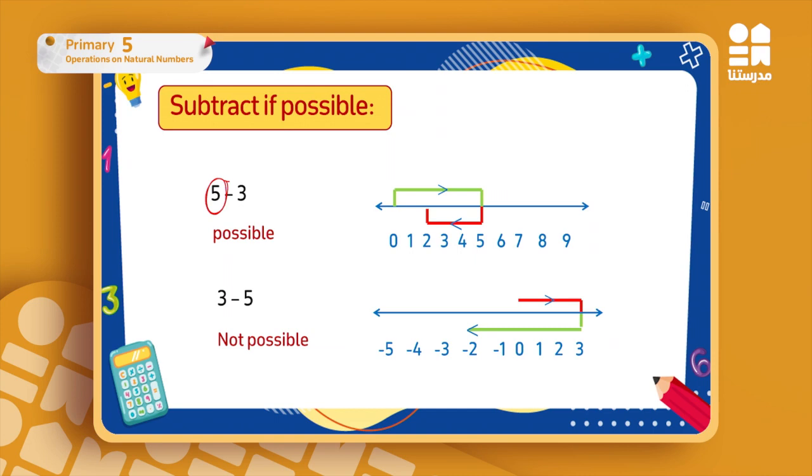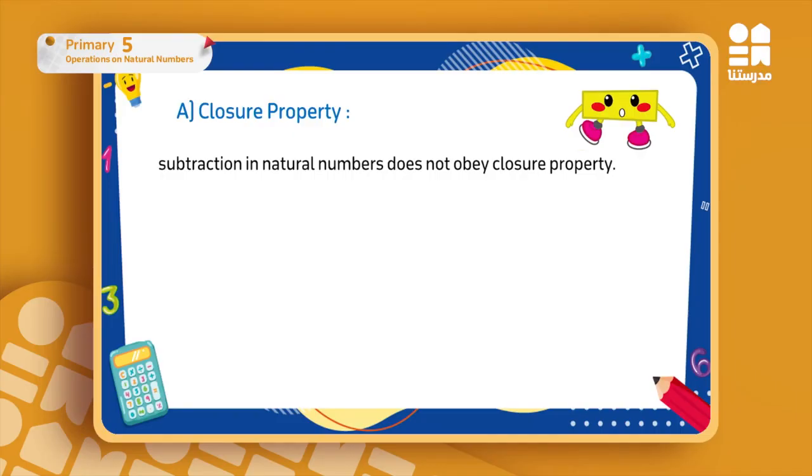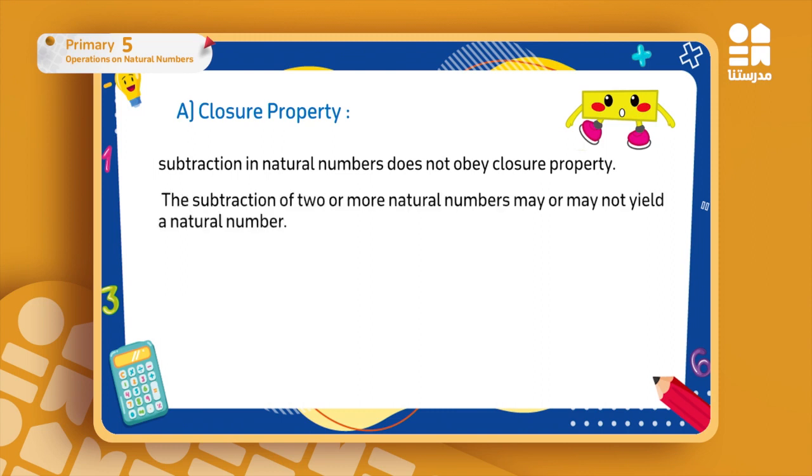What do I conclude from this? That to do subtraction, the first number must be bigger than the second one. I cannot start with the smaller number. Okay? So in the closure property, subtraction in natural numbers does not obey closure properties. When I work with subtraction in natural numbers, I have a condition for this to happen. That means not always, not all the time, can there be a closure property. Then the subtraction of 2 or more natural numbers may or may not yield a natural number.